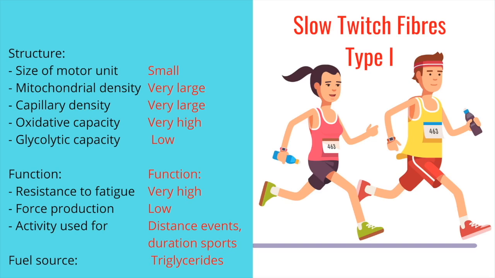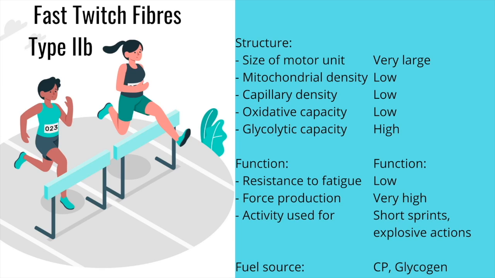The function of a slow twitch fibre, its resistance to fatigue is very high because of the oxidative capacity that it has. The force production is very low because of the size of the motor unit, and it recruits less muscle fibres. Therefore, it's more of a jog compared to a sprint. You imagine that yourself. When you jog and when you sprint, how much more of your quadricep muscle and your leg muscles do you feel like you're using when you sprint? That's because more muscle fibres are being recruited. Activities used for distance events, duration sports, and your fuel source within slow twitch fibres is your triglycerides. Going into type 2B fibres, the complete other end of the spectrum.